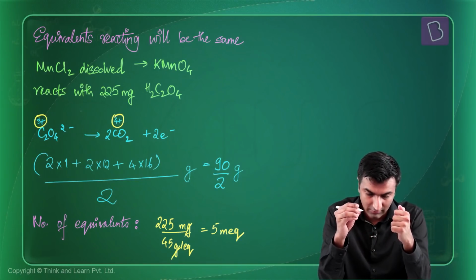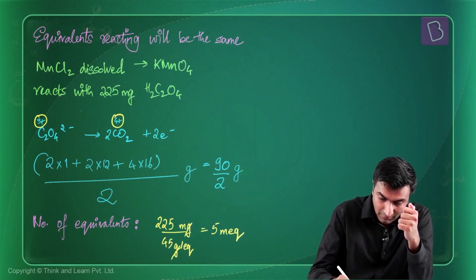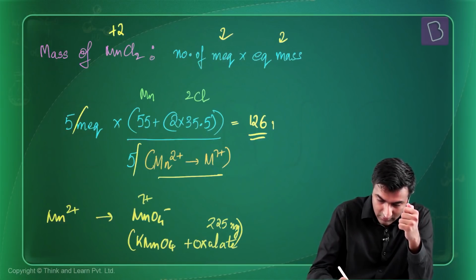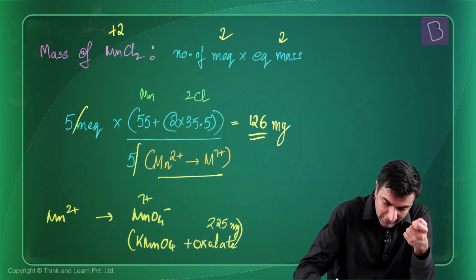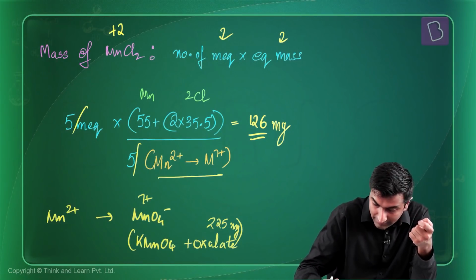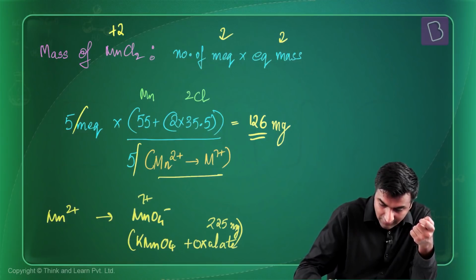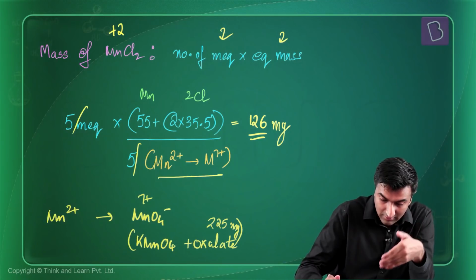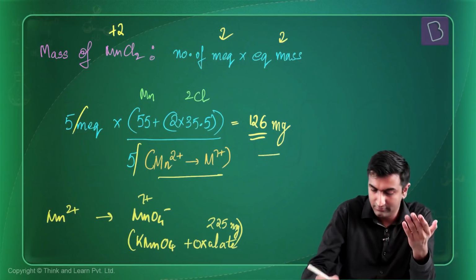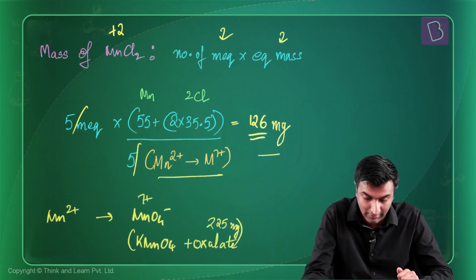Wait, hold on. So this is not 126 grams. It's going to be 126 milligrams, right? Let me just write that down. If we start with 225 milligram, let me check. Is that what it was, 225 milligram or gram? Okay, yeah, it was 225 milligrams. So we got milli equivalent, which means that this is going to be milligrams and not grams. That's the answer, 126 milligrams.